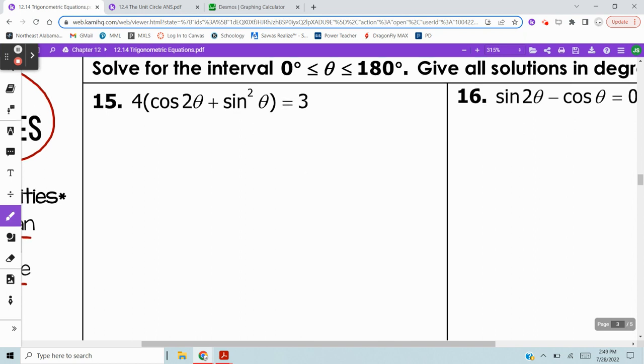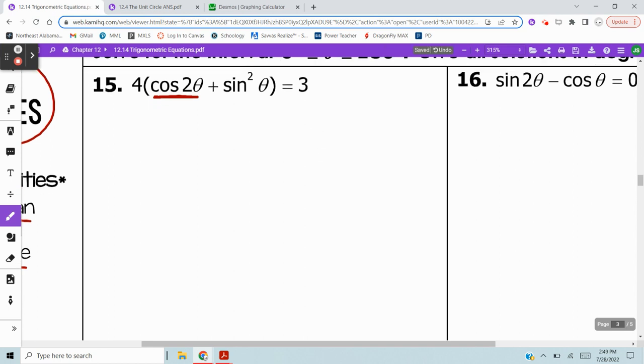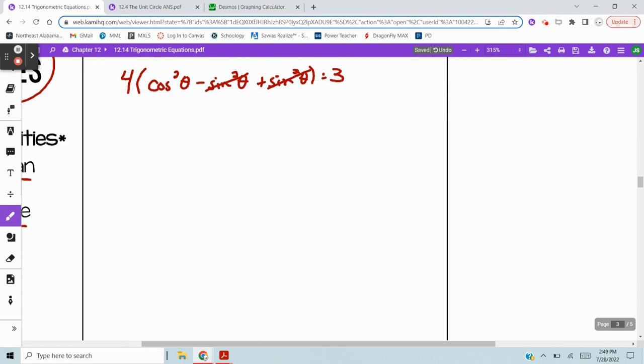But on this problem, I noticed something that just sticks out like a sore thumb, and that's the cosine of 2 theta, which we know we have an identity that we can replace that with. I know that the cosine of 2 theta is equal to cosine squared theta minus sine squared theta. Now, you might already see the reason that I picked that identity to use, because that's going to cancel with my sine squares there, and it gives me a much cleaner, simpler equation to work with.